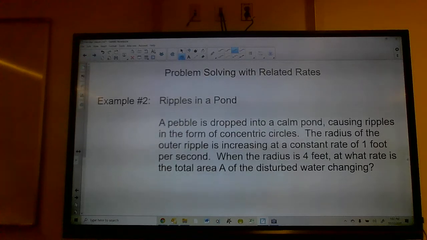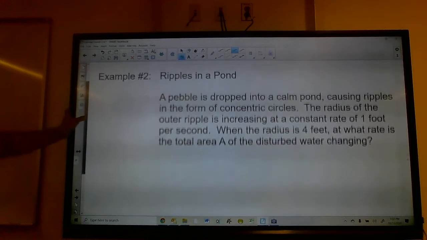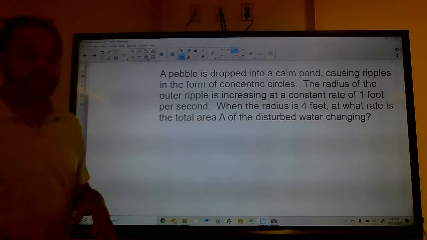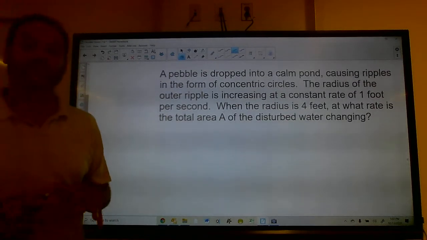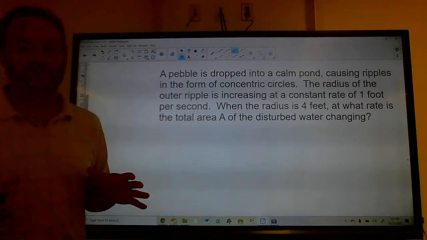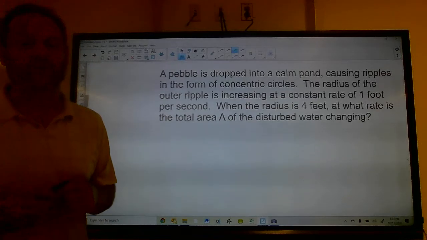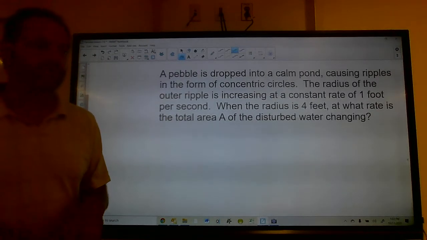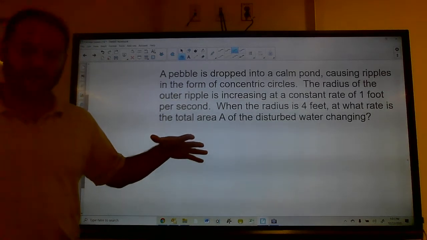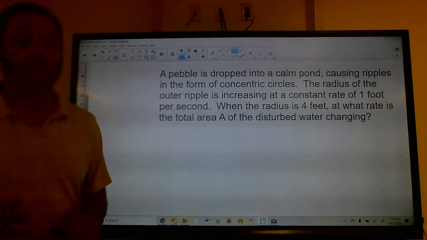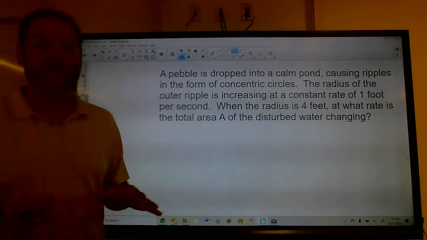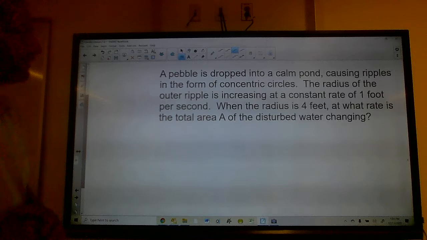Okay, so let's look at this example. Ripples in a pond. A pebble is dropped into a calm pond, and it causes ripples in the form of concentric circles. The radius of the outer circle is increasing at a constant rate of 1 foot per second. So if you've thrown a rock into the river, you know that those rings are pretty evenly spaced. When the radius is 4 feet, at what rate is the total area A of the disturbed water changing?